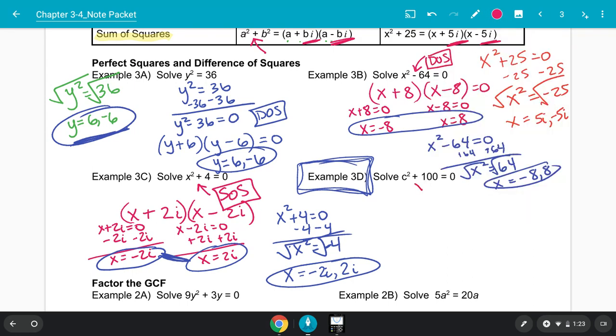Okay, when we look at this one, we have a plus sign, which means it's a sum of squares. So we're going to go square root of c is 10i, 10i, positive and a negative. Set those both equal to 0. You get x equals -10i and x equals 10i.